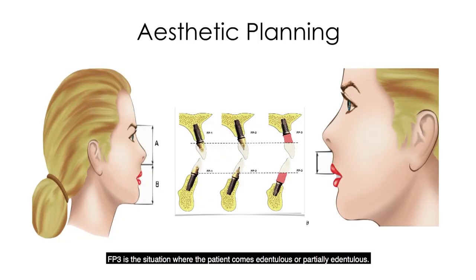FP3 is the situation where the patient comes edentulous or partially edentulous, where we probably will need a bigger pink component in order to reestablish the profile of the patient. These dimensions and parameters, this rough planning, start with the first session, and it is clear at the moment we make a mock-up of the patient.